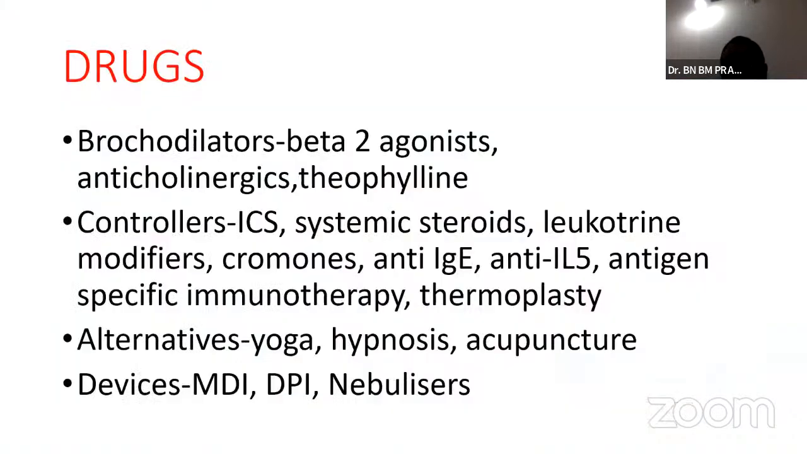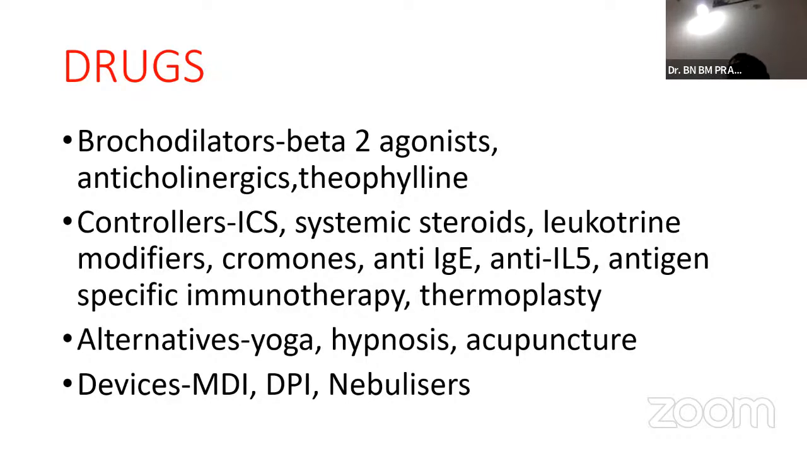So we have various groups of drugs which are used for the treatment of asthma. But before that, in cases of status asthmaticus, what is important is that all these cases have to be assessed properly. You have to differentiate between the other differential diagnoses which I told you, like acute exacerbation of COPD, whether they have airway obstruction or eosinophilic inflammation, Churg-Strauss syndrome, left ventricular failure.